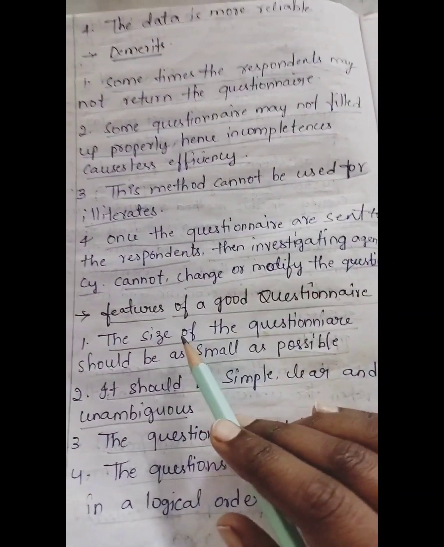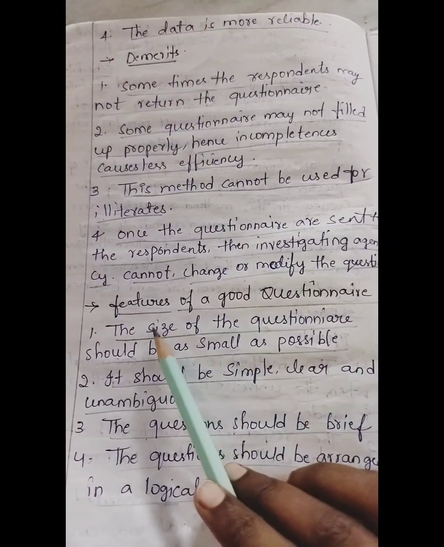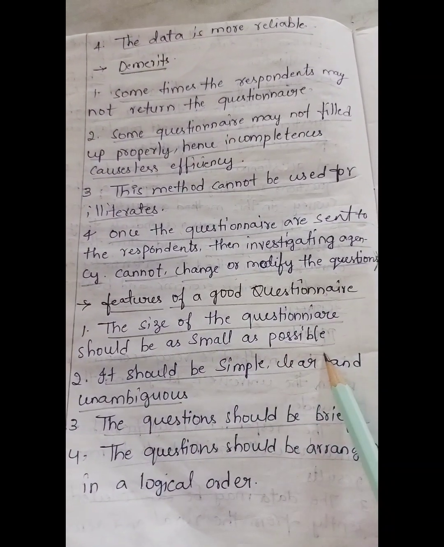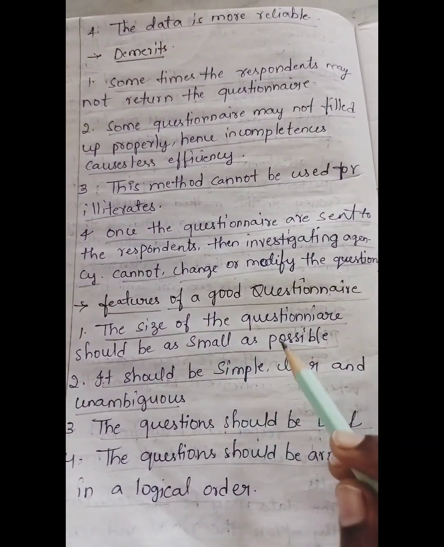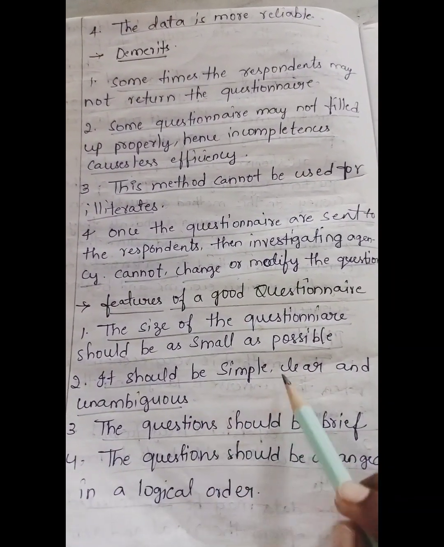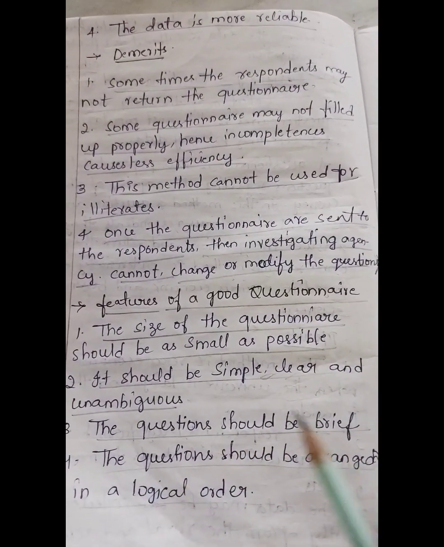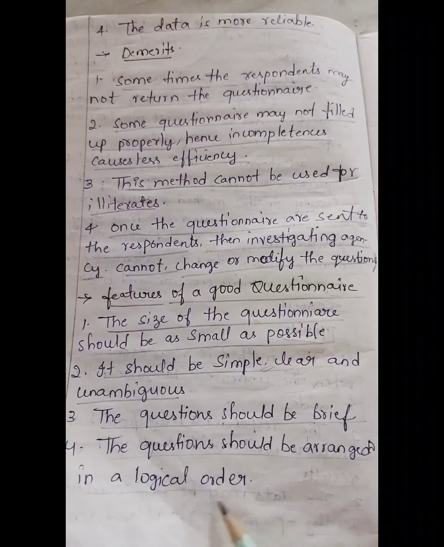Next we'll see the features of a good questionnaire. We have 7 features. The size of the questionnaire should be as small as possible. If it is short it will be easy, and it should be simple and clear, not ambiguous. Next, it should be brief. Questions should be brief and related to the survey, and questions should be arranged in a logical order.